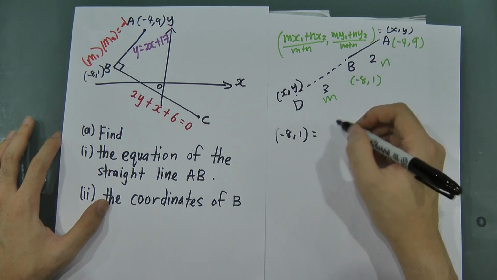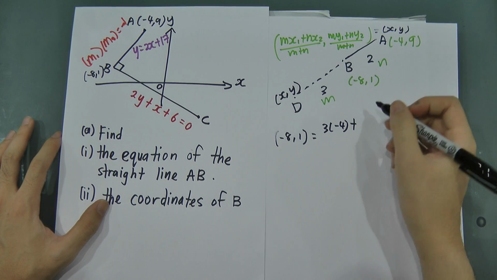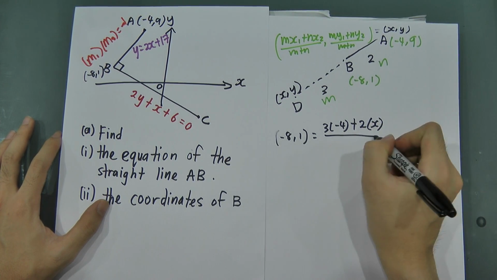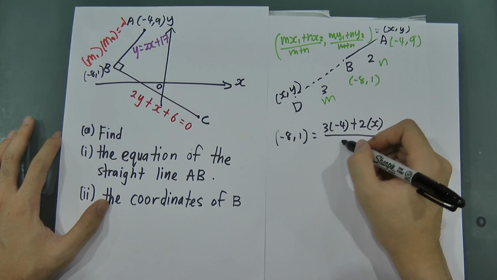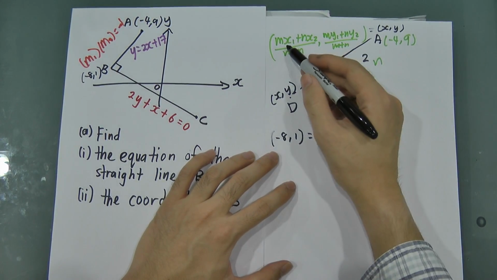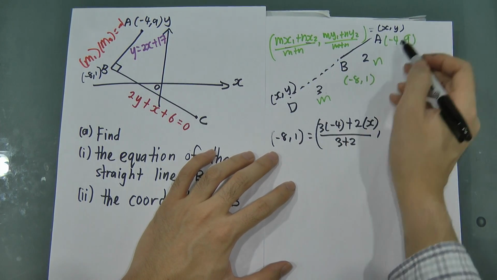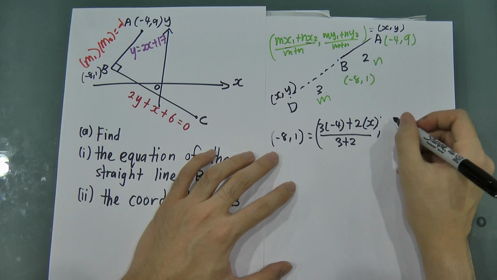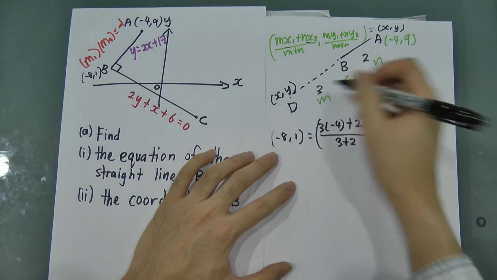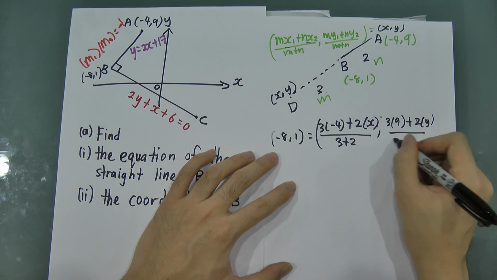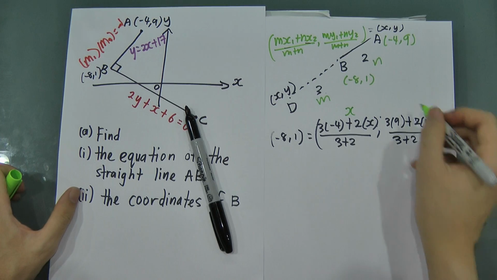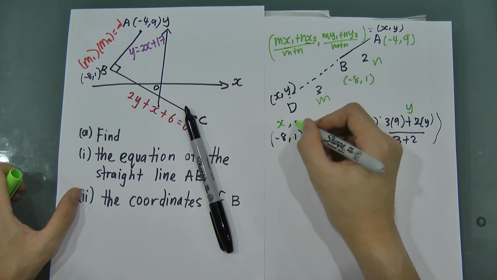So 3 multiply negative 4 plus N, which is 2, 2 multiply the further one, which is X, over M plus N, 3 plus 2. Comma. I do the same thing for Y, because now I done the X part. Now I'm going to do the Y. So M going to multiply the Y, which is 9. So 3 going to multiply 9 plus 2 going to multiply the further one, which is Y. Same thing, M plus N, 3 plus 2. Alright, this one is for X, this one is for Y. This coordinate, this is X and Y. Am I right?